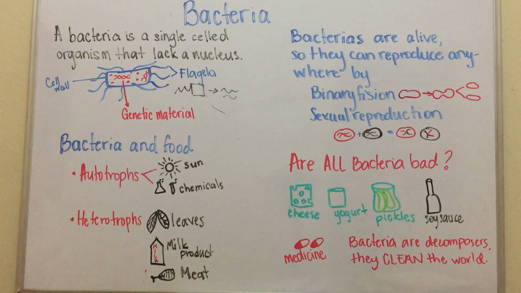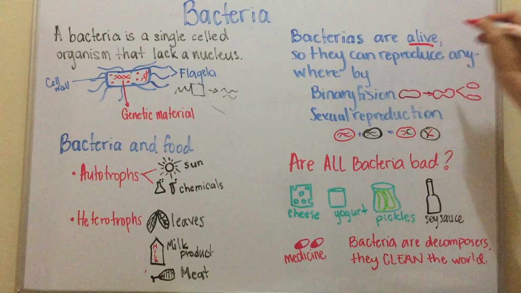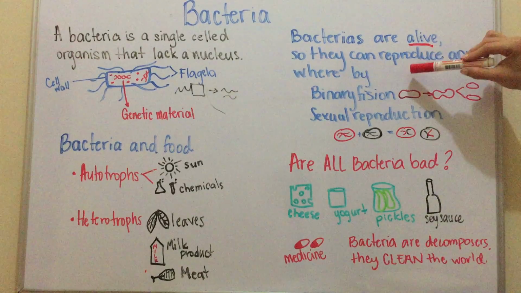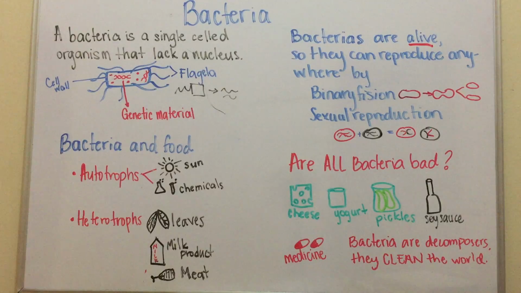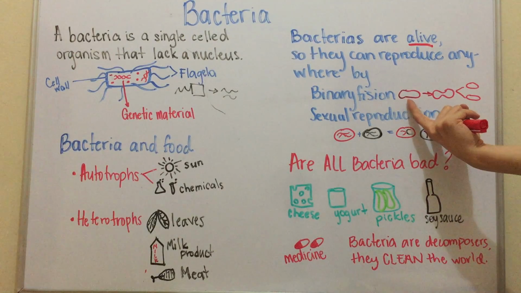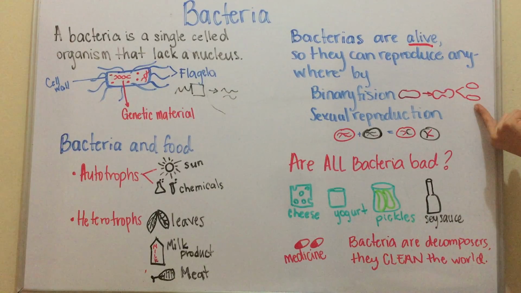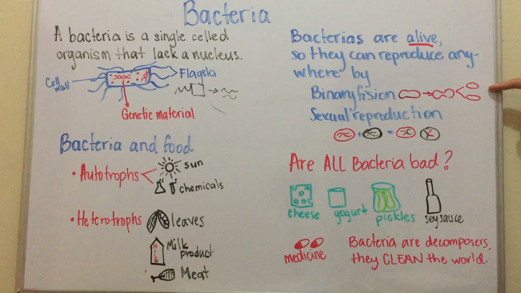All right, so going back. Bacteria are alive. So bacteria, wherever they fall, they're going to multiply because they are alive. They're not dead, they're alive. All right, not like a virus. So bacteria can reproduce anywhere they fall. And how are they going to reproduce? They can reproduce by a process that is called binary fission, where one bacteria is going to start splitting in half and it's going to produce two bacteria, kind of like mitosis. Just that in a bacteria it's not called mitosis, it's called binary fission.